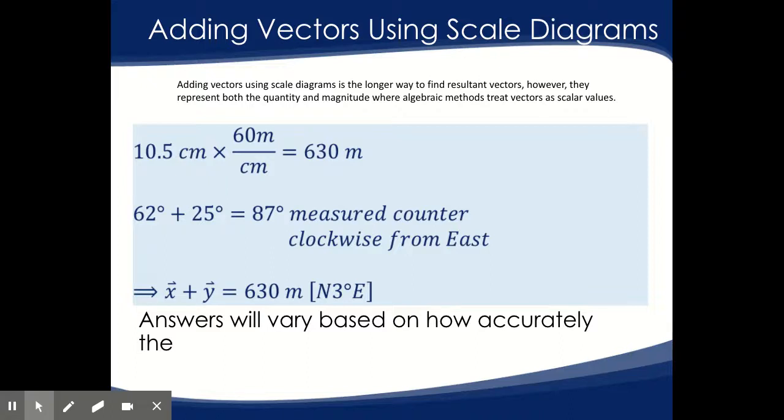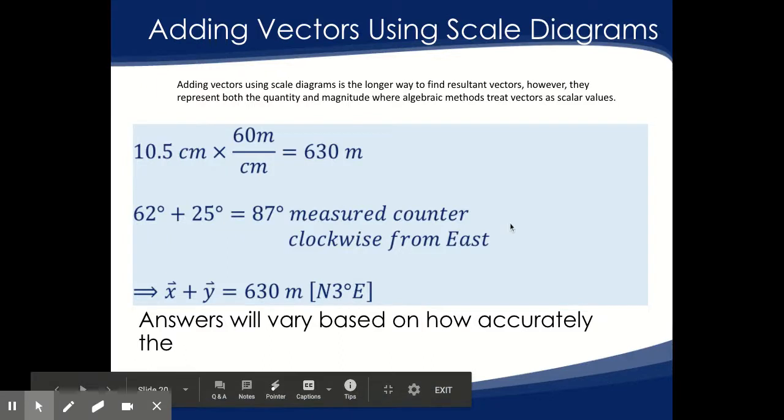So next class, we will talk about how to solve vectors, adding vectors algebraically. But this class, we're just going to focus on drawing them out, measuring them, seeing it on paper with the different directions that are associated with those, and then measuring out the known vectors magnitude.